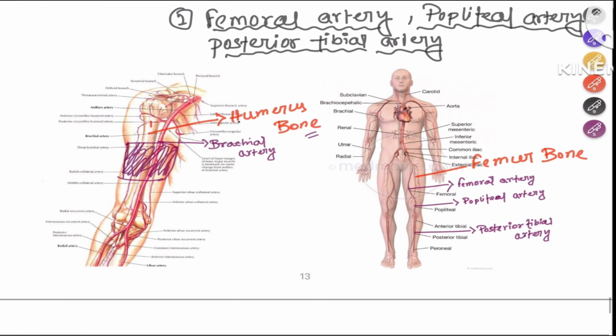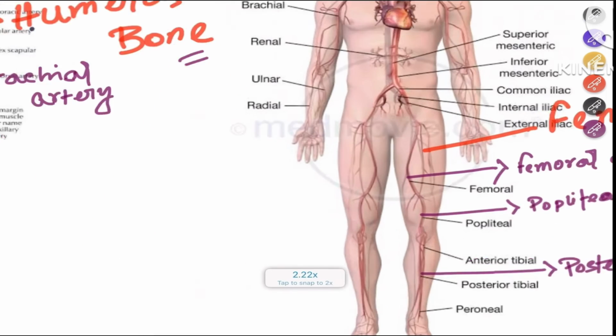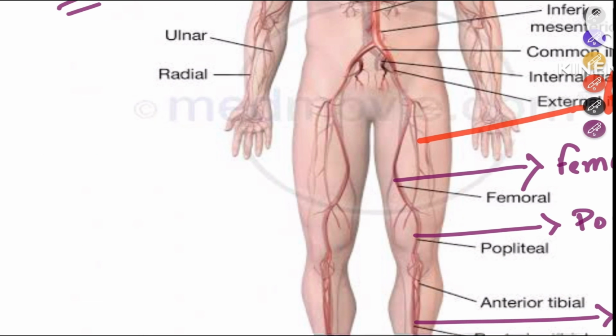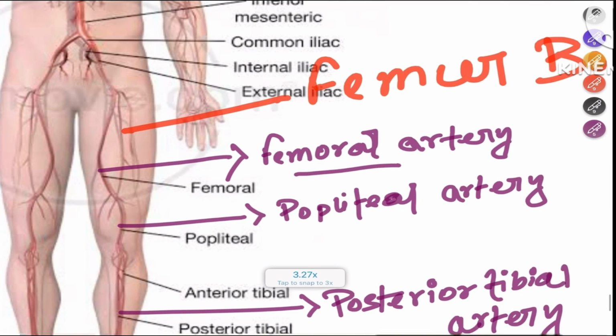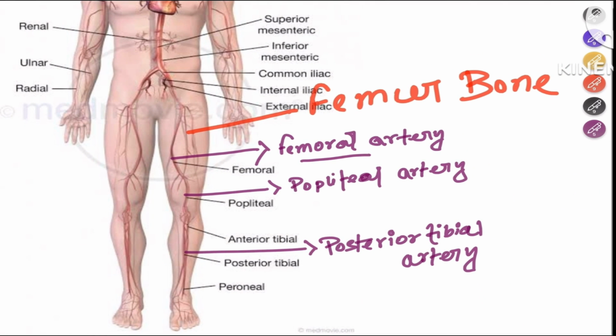Other than that, we can measure at the femoral artery, which is present beside the femur bone. You can remember easily: femoral artery means it is beside the femur bone. Then the popliteal artery near the knee joint, and then the posterior tibial artery at the back of the tibia.